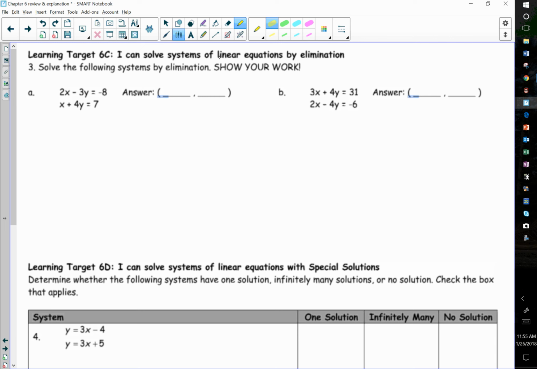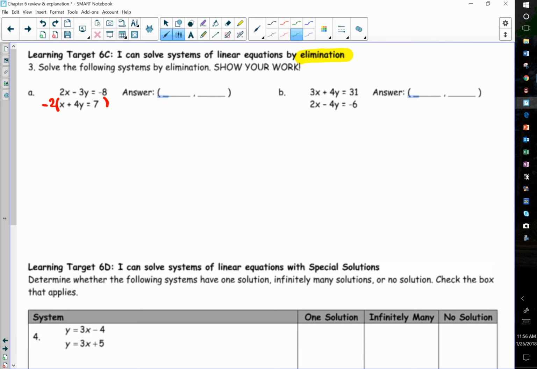The last method for solving a system of linear equations is the elimination method. So looking at the first example, I have two equations. I'm just going to pick the x's or the y's and figure out which one I want to eliminate. Well, for me, in this problem, it would be easier to eliminate the x's because all I need to do is multiply the bottom equation by negative 2.